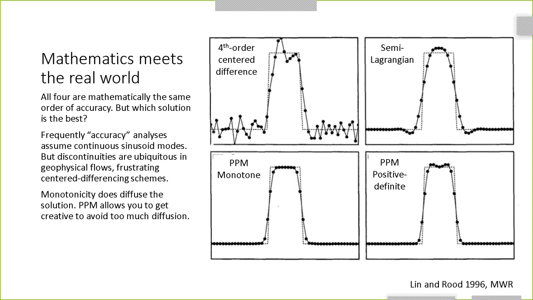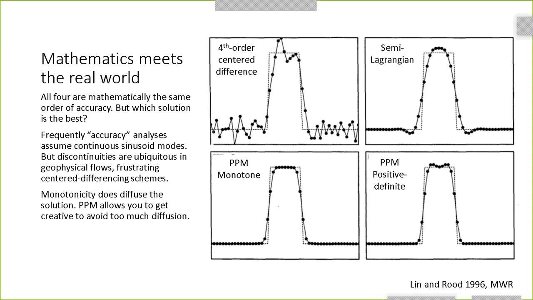And here are four schemes. These are all formally exactly the same order accuracy. These are all fourth order accurate. But if you take a look at some of these solutions, you can think to yourself whether some of these solutions are better than others. So, for example, the fourth order solution here is not only as accurate as the others, but does it look like a very good solution to anybody? I mean, if you pass this to a cloud microphysics package, it looks a little strange.